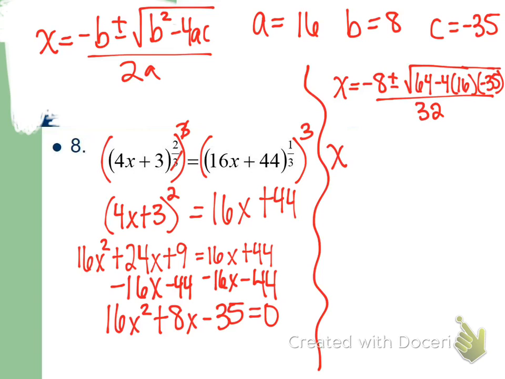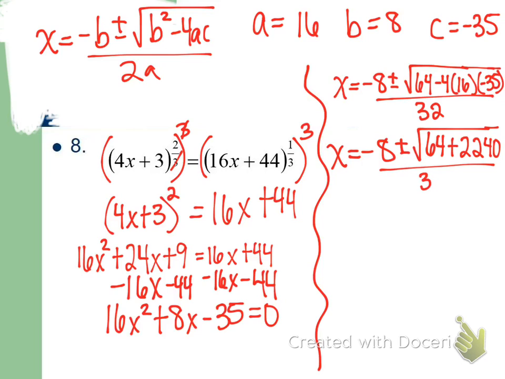All right, underneath that radical, we need to take negative 4 times 16 times negative 35. What do we get? Some big number. 2,240. Okay, so that means we're going to have 64 plus 2,240 because we ended up with two negatives. Negative times a negative came out positive. Do we have questions about that step?